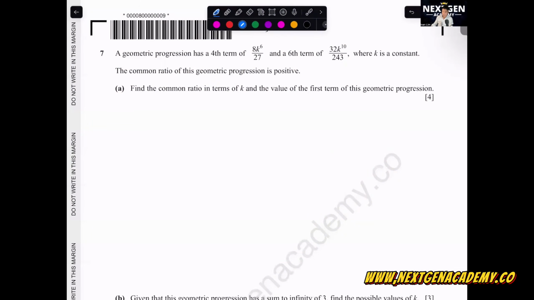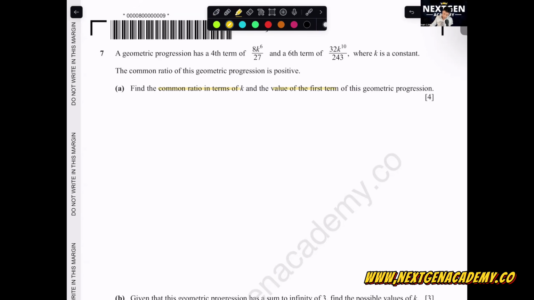Okay, number 7. A geometric progression has fourth term of 8k to the power 6 over 27, sixth term 32k to the power 10 over 243. The common ratio is positive. Find the common ratio in terms of k and the value of the first term in this geometric progression.